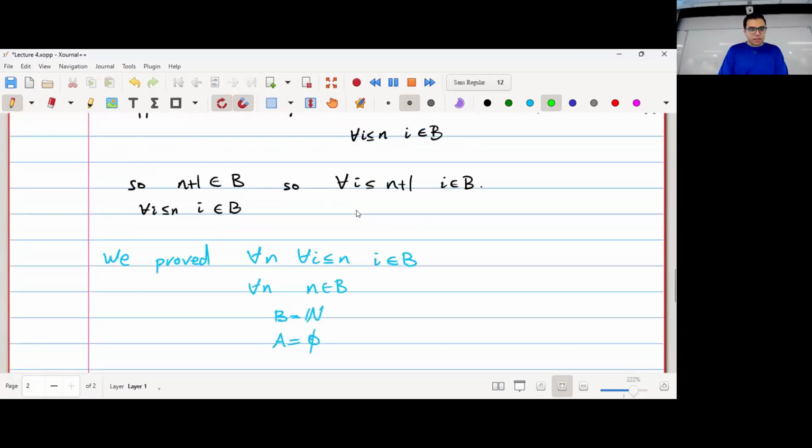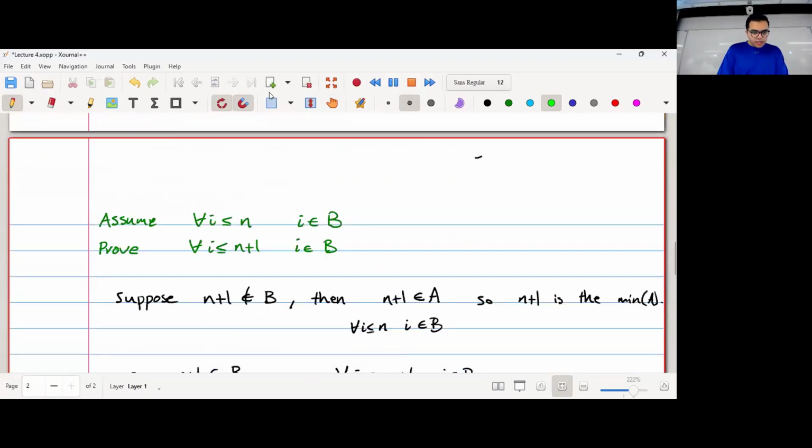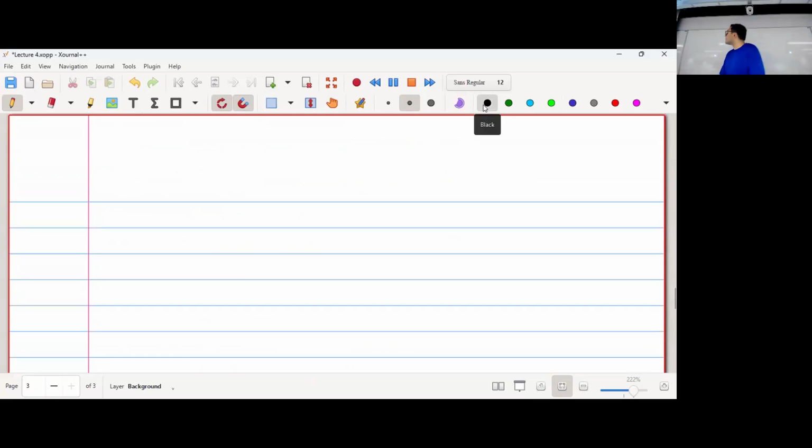Let's now do some examples of induction. So we're going to actually solve some real problems now instead of just showing what are the different techniques that we could use. So let's do this. Let's look at the Fibonacci numbers.